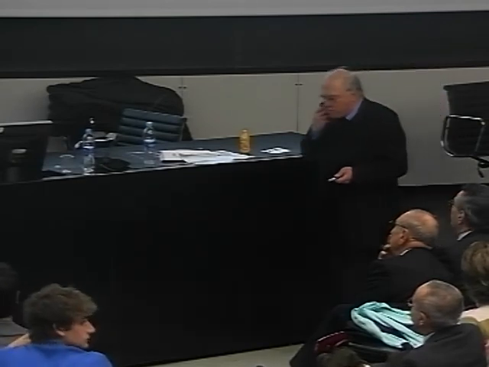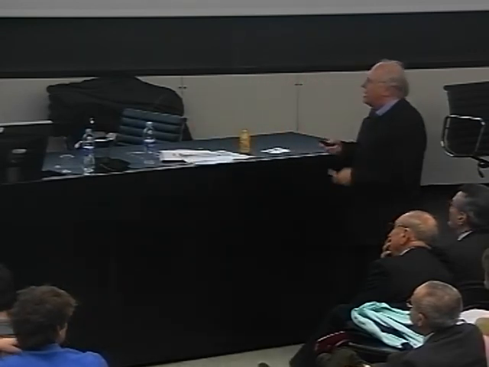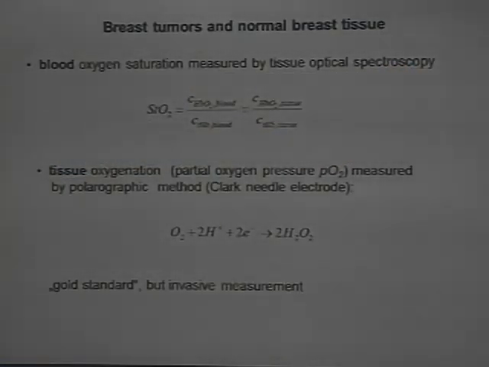Now there is another measure of oxygenation, and this is outside the blood, in the tissue, and this is the partial oxygen pressure. And partial oxygen pressure essentially tells you how well you provide oxygen for basic metabolic processes. You can measure this partial oxygen pressure by a polarographic, that is an electrochemical method, and you need a Clark needle electrode, but this is an invasive measurement because you have to stick a needle into the tissue each time, and although it's being a gold standard, it's no longer applied.